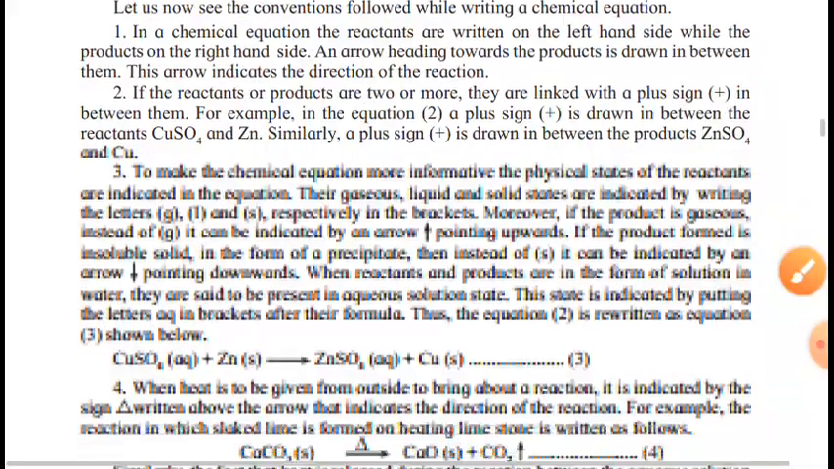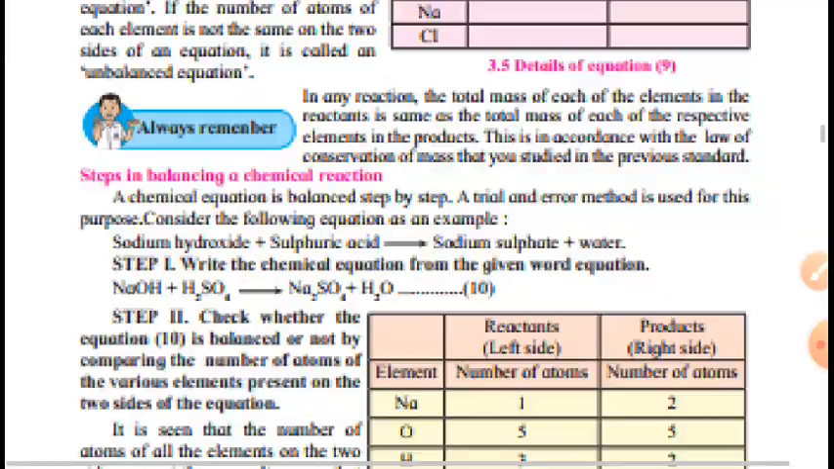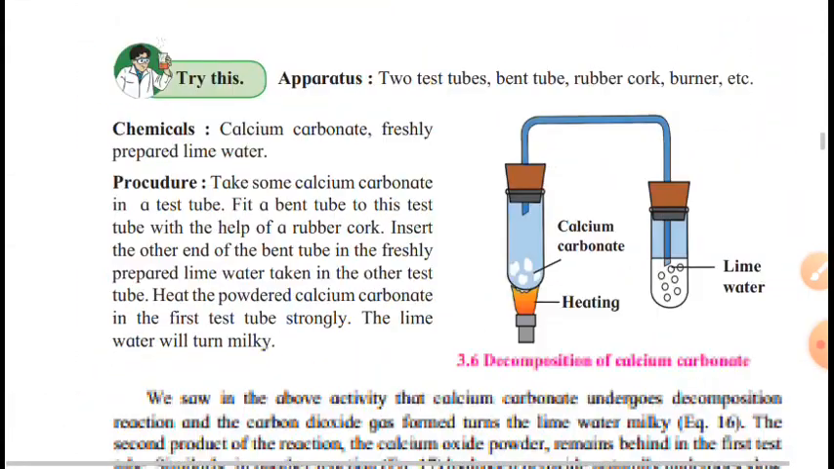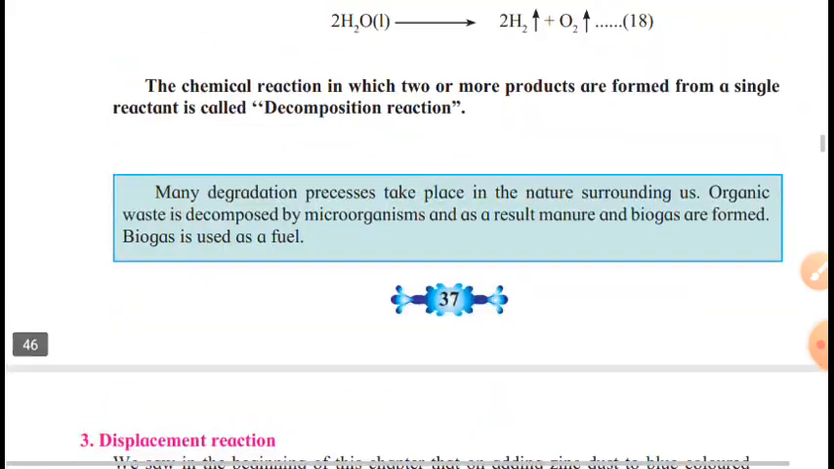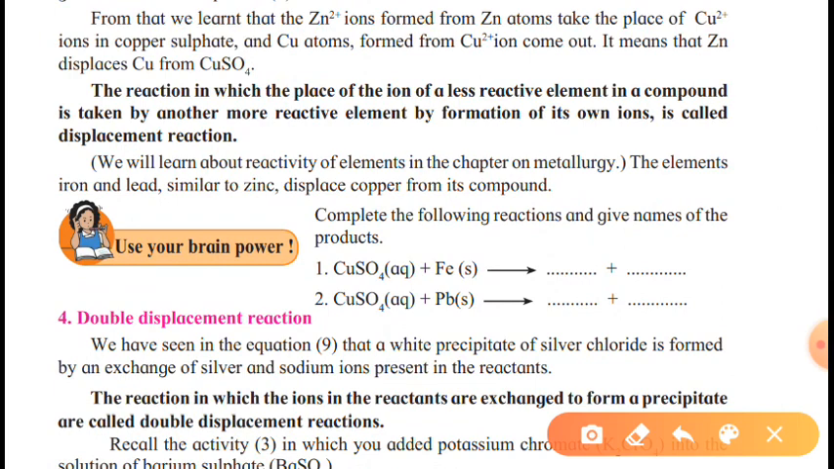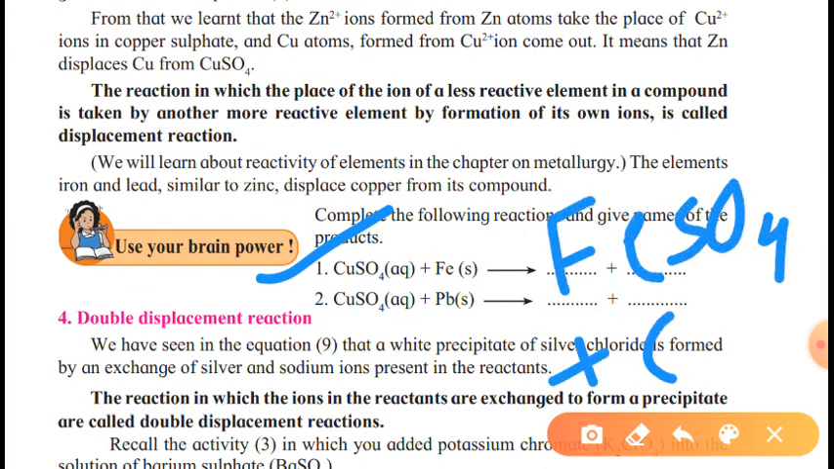Now we study another example of displacement reaction. This is on page 38. Now here we study the second example, CuSO4 plus Fe. Here we get FeSO4 plus Cu. Here Fe is more reactive than Cu, therefore it takes the position of Cu and FeSO4 is formed.